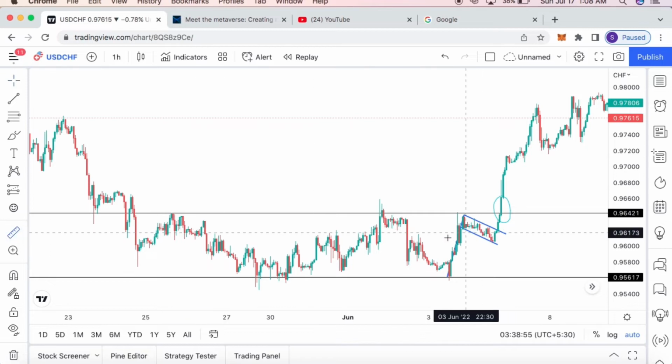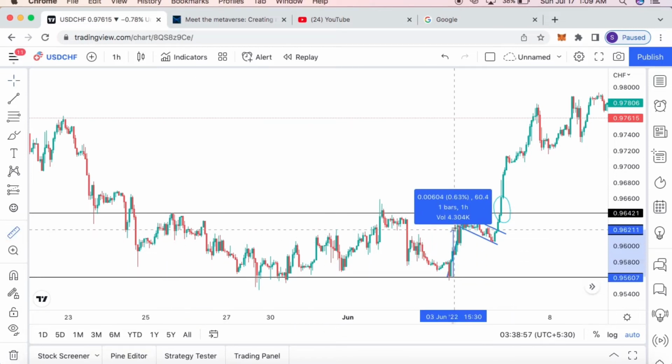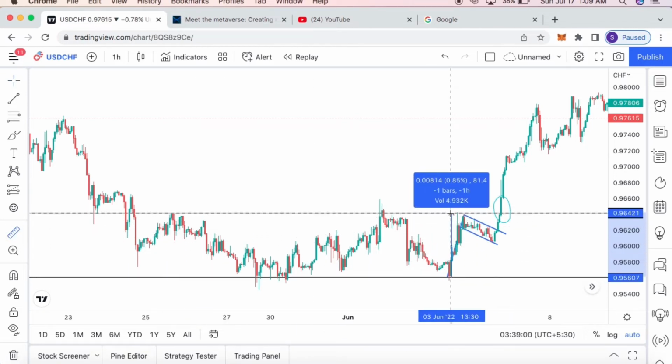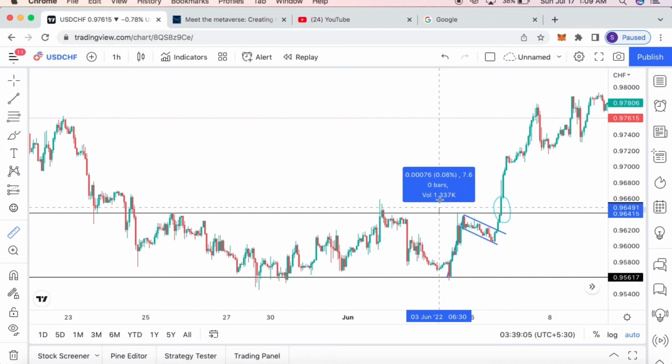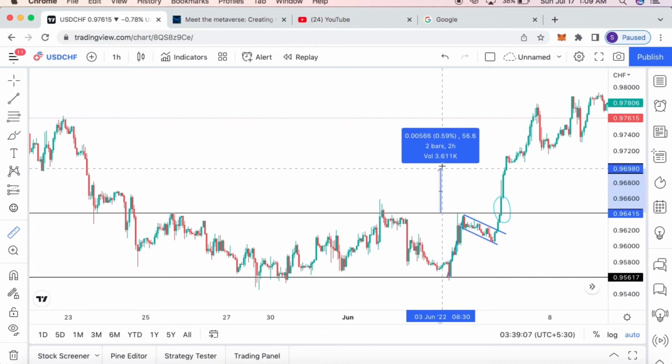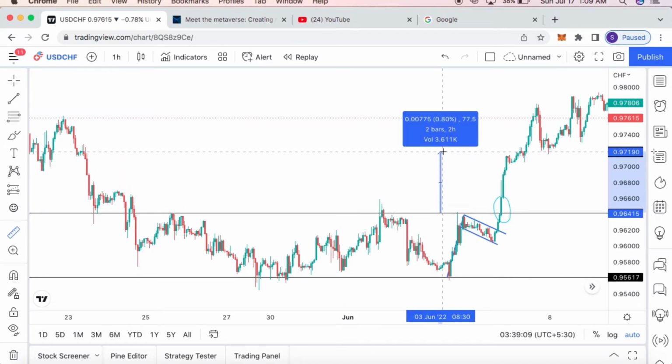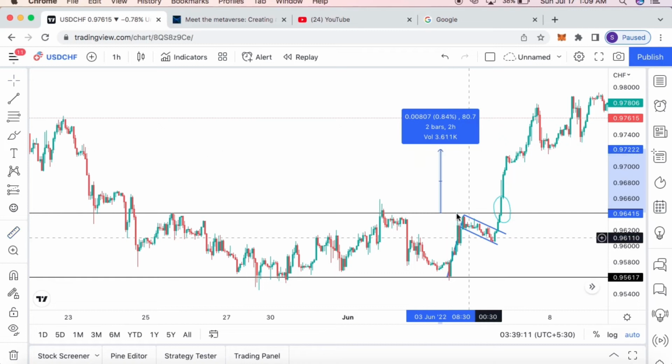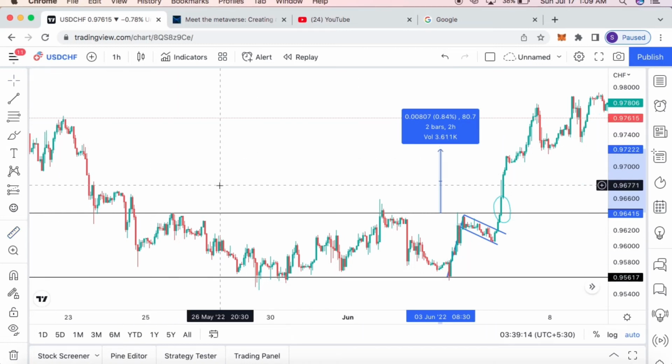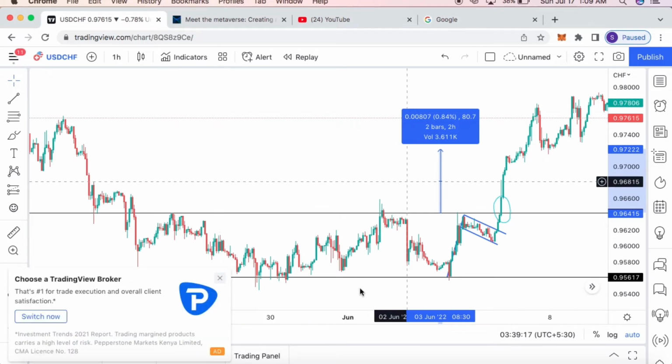I just measure the distance of this sideways market, from here to up here. So this is 80 pips. I will measure out 80 pips from here to up there, where the 80 pips will end. Then my stop loss would be 30 pips or 20 pips.